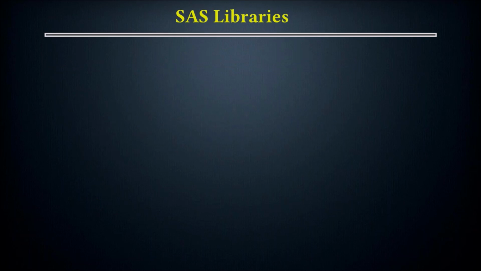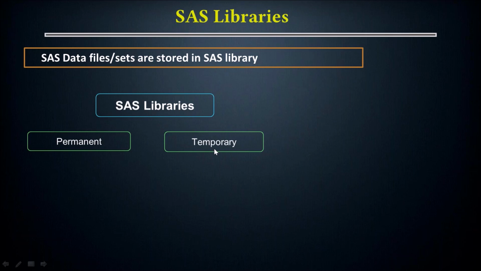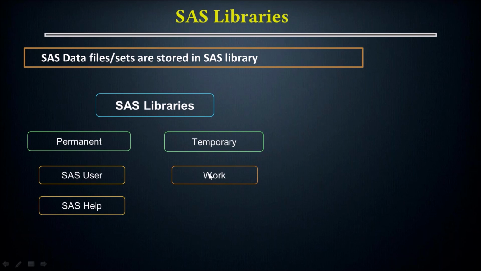Now let's see about libraries. Where have we seen these libraries before? We have seen them in the Explorer window, right? These libraries are the storage place for SAS files. Whatever data you are saving will be saved in the form of datasets in these libraries. There are different types of libraries, like permanent and temporary. SAS User and SAS Help come under permanent libraries. These are examples of permanent libraries. And an example of a temporary library is Work.